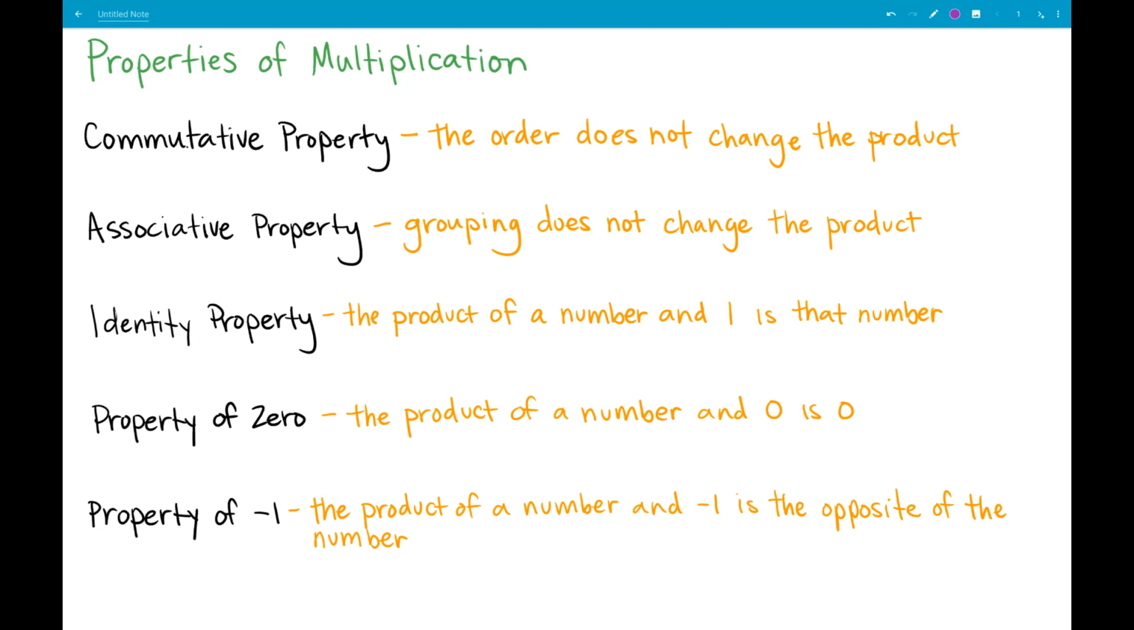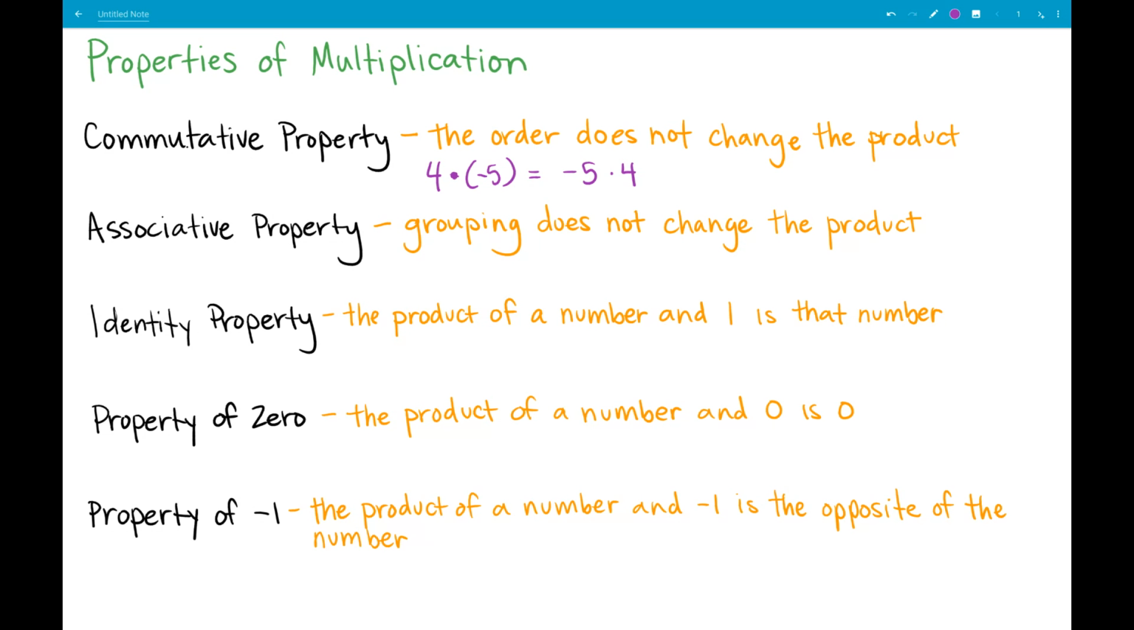The commutative property says that the order in which I multiply two numbers does not change the product. So for example, if I'm multiplying 4 times -5, that is the same thing as -5 times 4. It's not going to change the answer, the product.